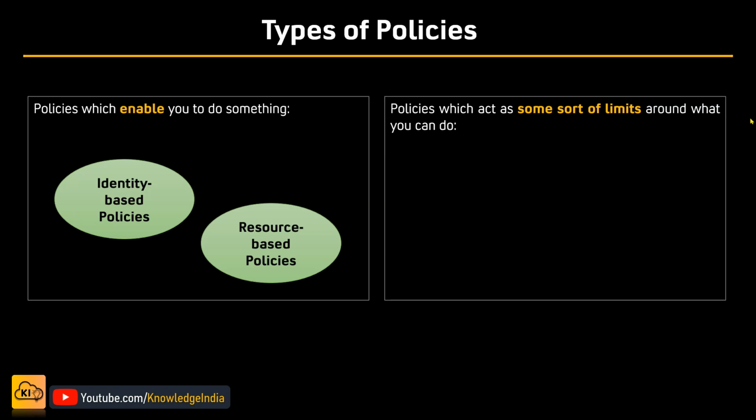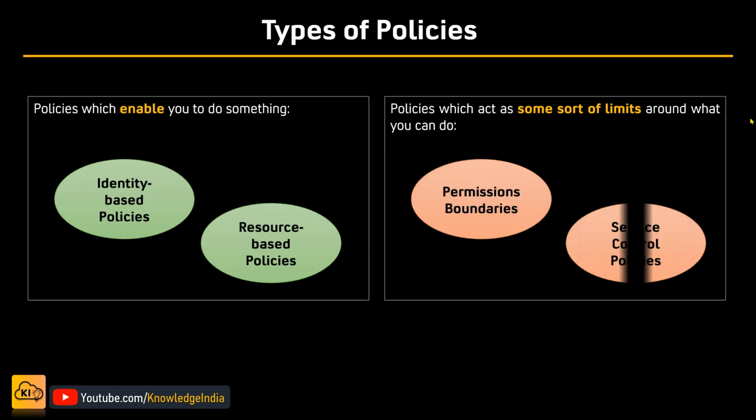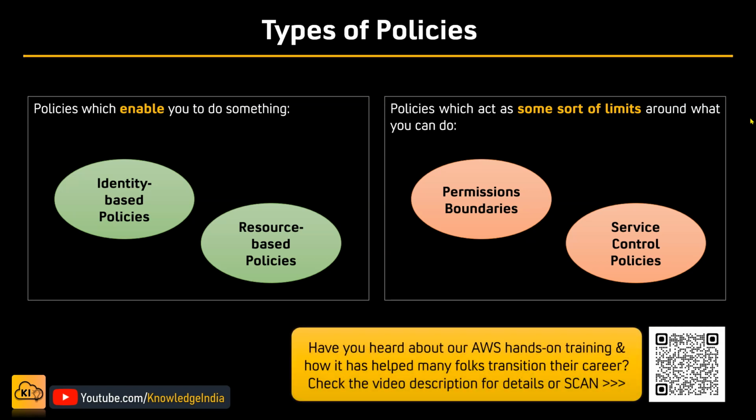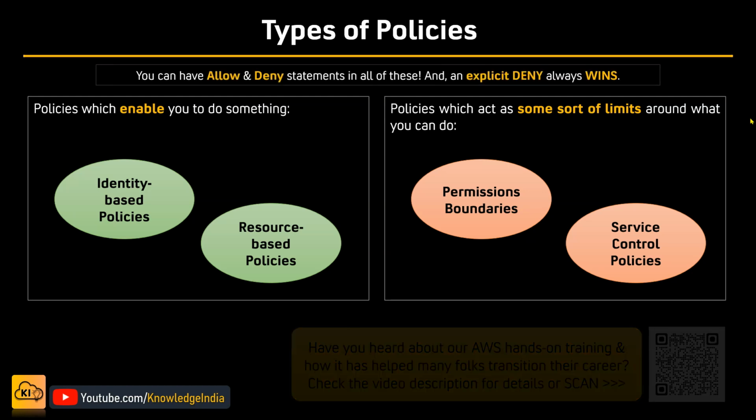So these are the two types of policies which actually enable you to do something. And then when you move ahead to permissions boundaries and service control policies, these two policies are not giving you any power or any ability to do something, but yes, they restrict or limit you, right? This will become more clear if we see it with an example. So let's try to see an example.